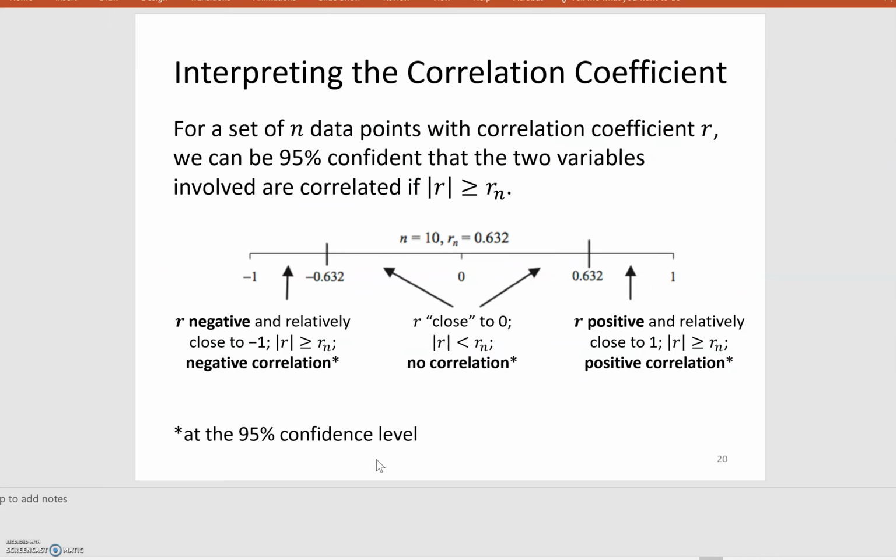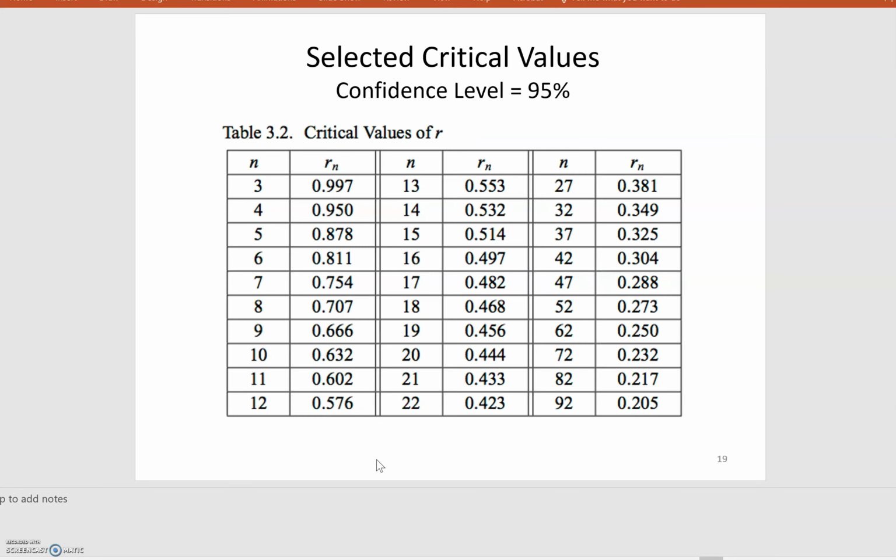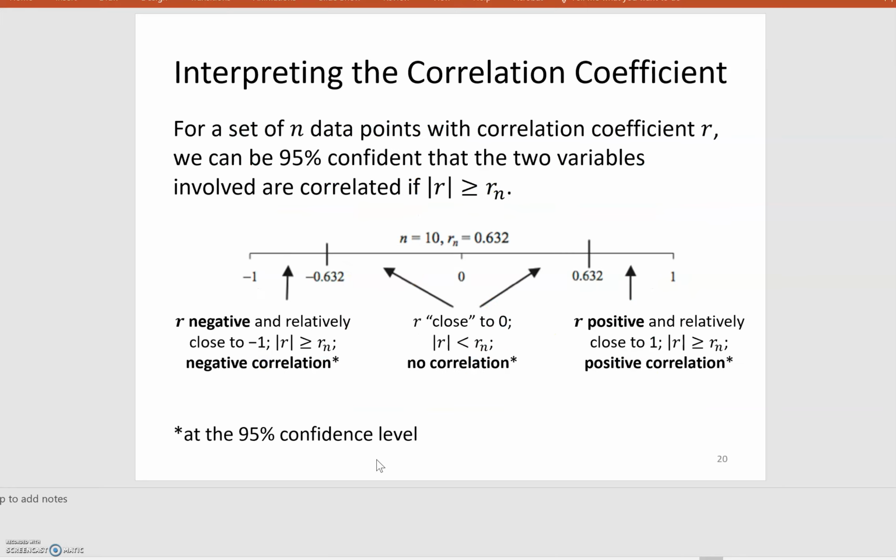Okay, so what do we do with it? What does it mean? I'm going to be flipping back and forth between these two slides here, one that says selected critical values, and I know I haven't defined critical values yet, but I will in just a moment. But first, let's talk about how we interpret the correlation coefficient. So let's suppose that we have a set of data that has n points in it. Think n can be whatever your favorite small number is. In the example that we're showing here, we've let n be 10. So we have 10 data points.